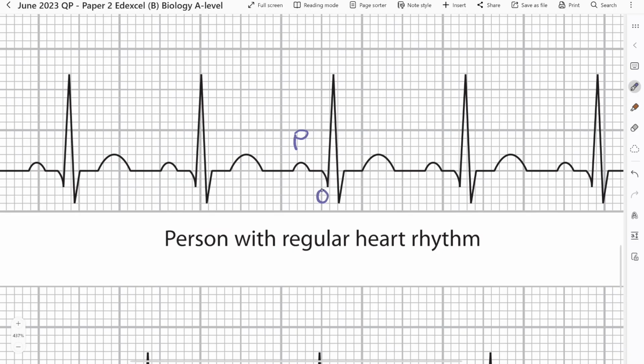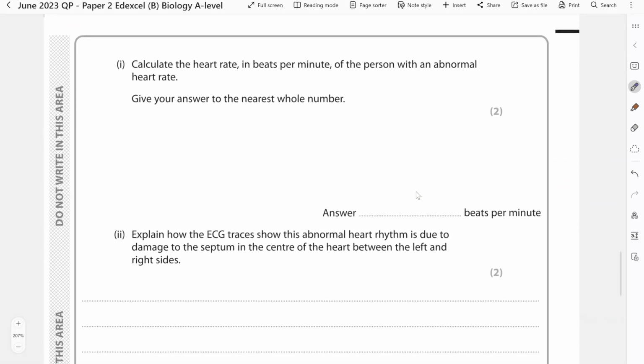Then we have the QRS complex. This is caused by the depolarization in the ventricles, causing the ventricles to contract. The reason why there's a huge peak like this is because the ventricles are larger than the atria. Lastly, we have the T wave. This is caused by the repolarization of the ventricles, causing the ventricles to relax, also known as ventricular diastole. Okay, let's move on to the next part.